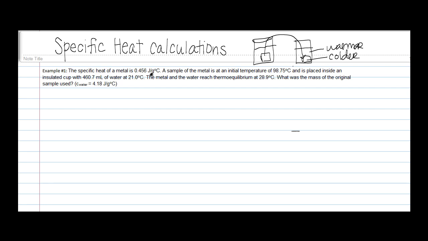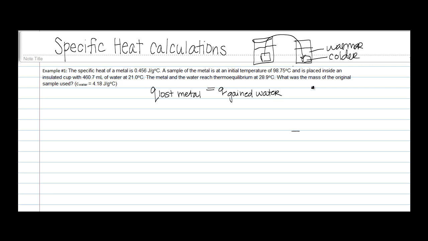We've got a specific heat of metal at 0.56 joules per gram degree Celsius. A sample of the metal is at an initial temperature of 98.75 degrees Celsius and is placed inside an insulated cup with 460.7 milliliters of water at 21 degrees Celsius. The metal and the water reach thermal equilibrium at 28.9 degrees Celsius. What was the mass of the original sample used? So the assumption that we have to make is that the heat energy that was lost by the metal is the exact same amount of heat energy that was gained by the water.